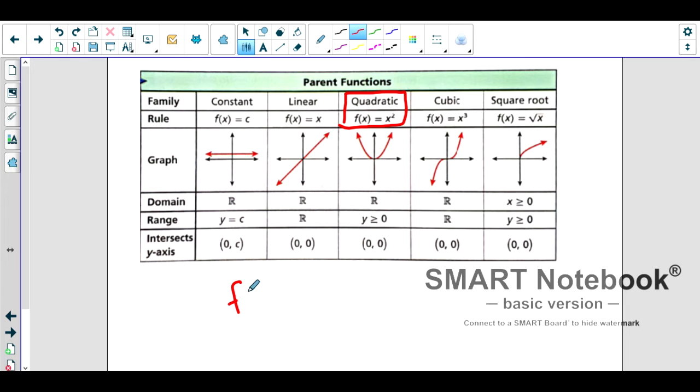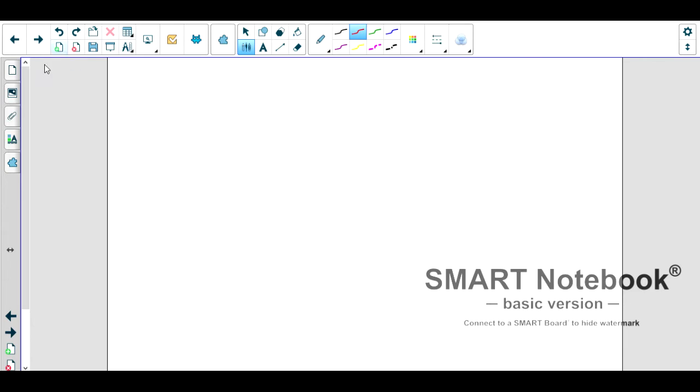What is the quadratic function? The simplest one is f of x equals x squared. Okay, let's have some discussion on this. f of x equals x squared. Remember the vertex form. The vertex form of a quadratic function is what? It is a times (x minus h) squared plus k.